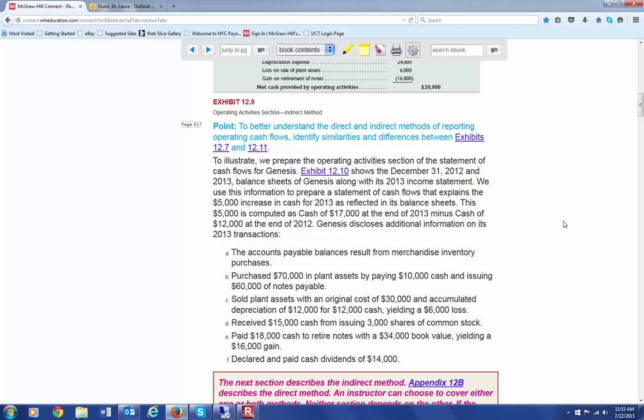All right, so they give you an example here of a company called Genesis, and they show you the comparative balance sheets for December 31st, 2012, and then 2013. And then they also have the 2013 income statement. Then they're going to tell you the information to explain that $5,000 increase in cash for 2013.